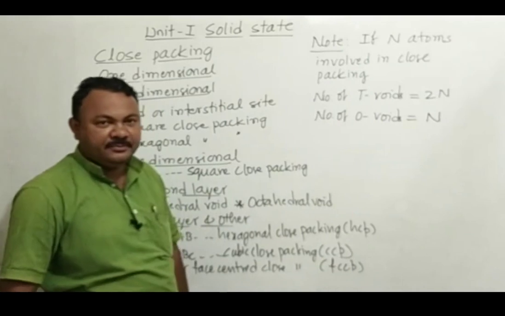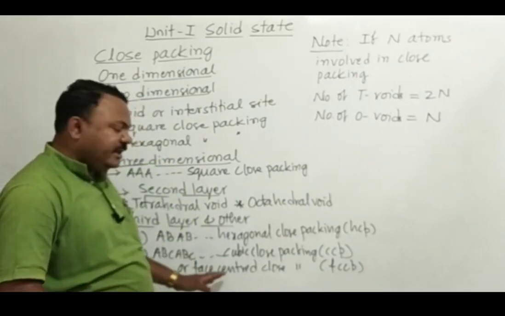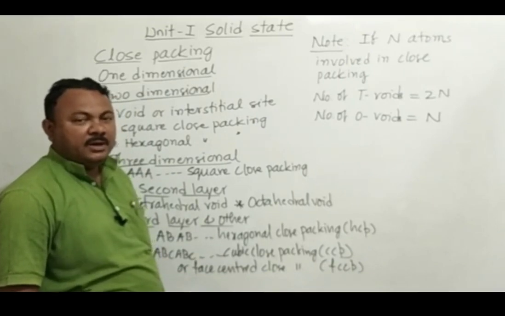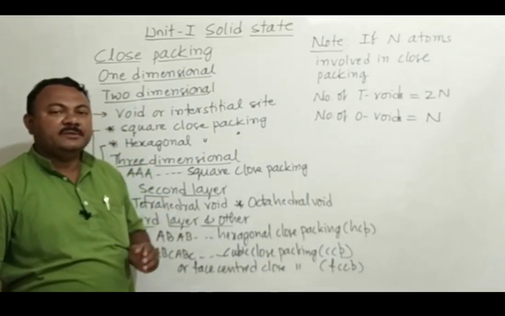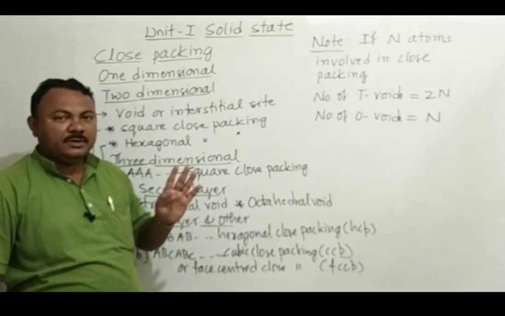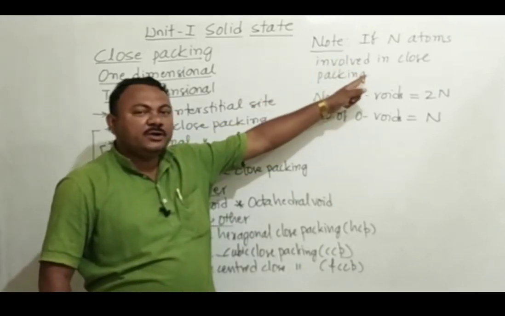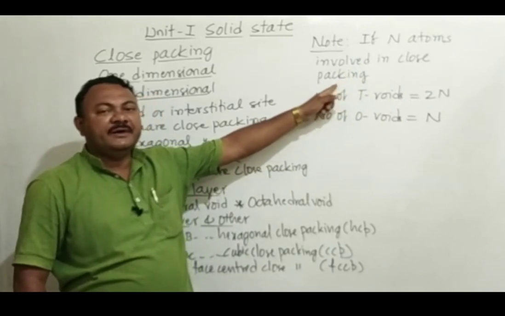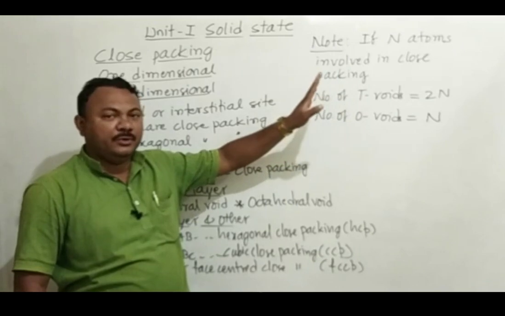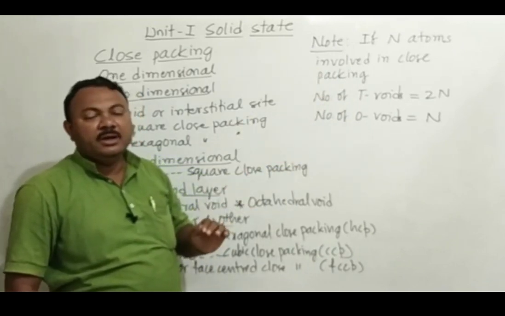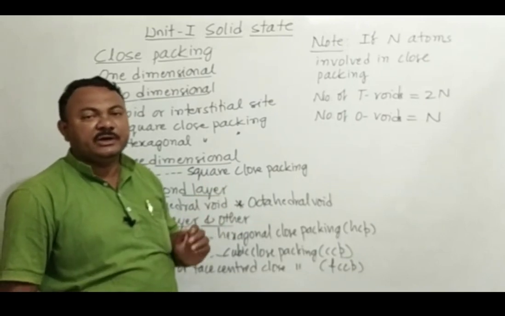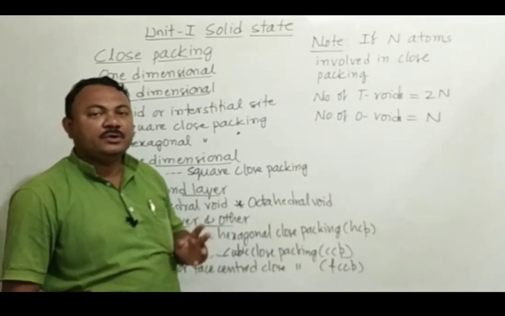octahedral voids. Say for example, if I take FCCP, face-centered close packing, we have done the calculation of number of atoms per unit cell in FCC. It's 4. So if 4 atoms are involved in close packing, number of tetrahedral voids is equal to 8 and number of octahedral voids is equal to 4. This hint you have to remember. We see problems on this concept when we go for the session related to the problems. So this is all about the close packing.